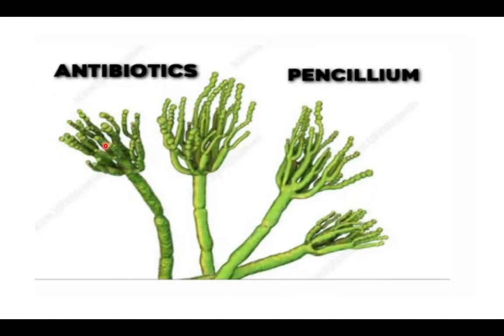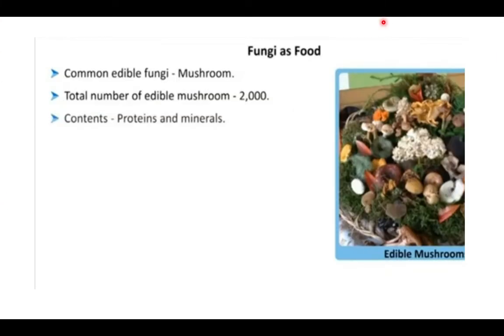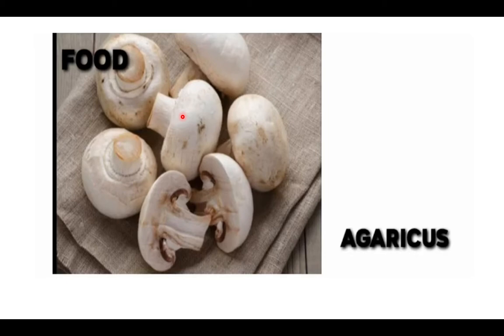See here, this is what? A fungus, Penicillium notatum. From this only the antibiotic penicillin is prepared. And next, fungi are used as food. So, the common edible fungus is the mushroom, Agaricus. Okay, it is highly rich in proteins and minerals. So, you should eat this edible fungus, mushroom, at least twice a week. It's highly nutritious. The total number of edible mushrooms is 2000. See, this is an edible mushroom. This is what we say as Agaricus. It's really healthy, children.